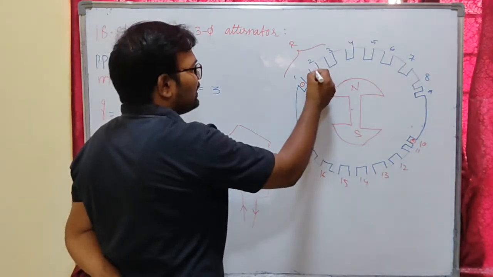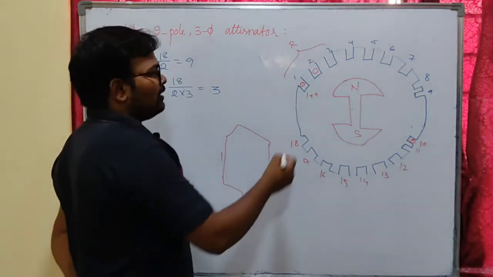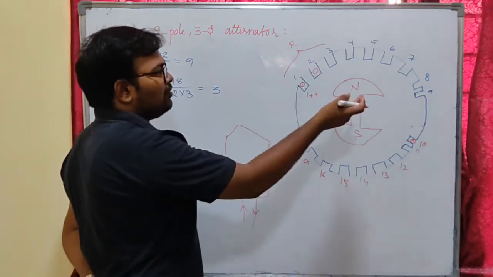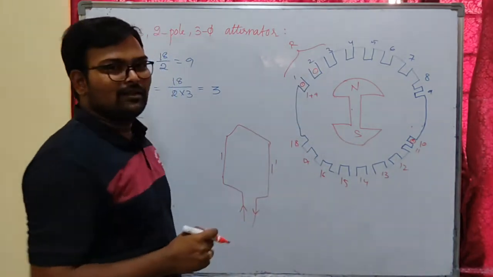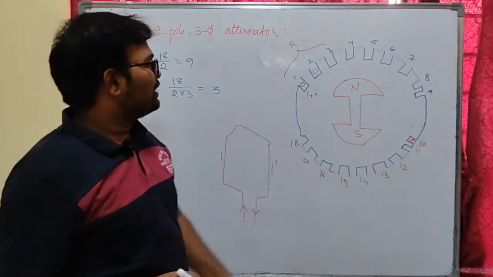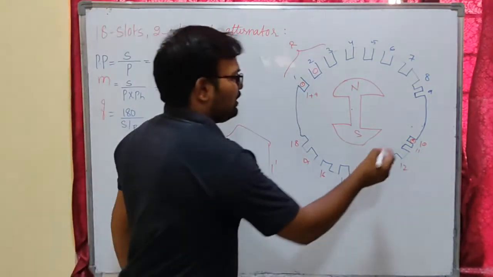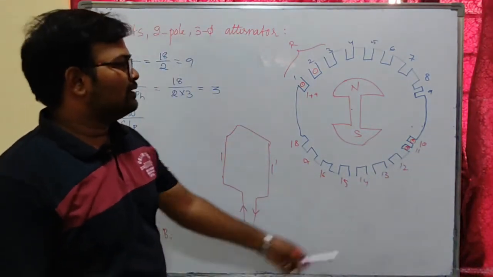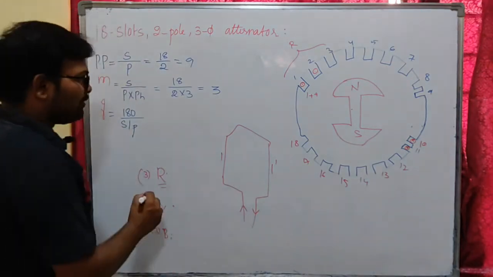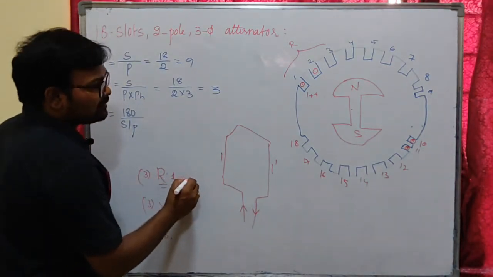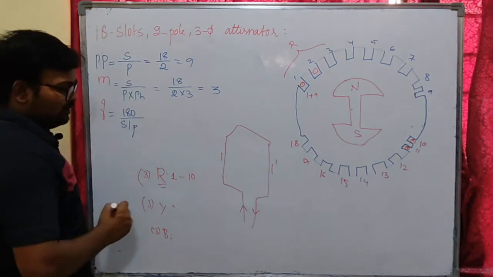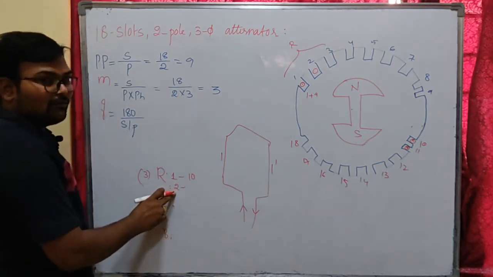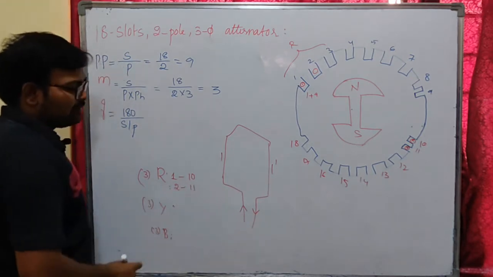If I keep the second coil of R phase in the second slot, this is my first coil side. The next coil side will be after one pole pitch distance because it is full pitch winding. One pole pitch means 2 plus 9, where 9 is the pole pitch here. 2 plus 9 will be 11. So the second coil side of the R phase will be placed after 9 slots, that is in the 11th slot. For R phase, the first coil has its first coil side in slot 1 and second coil side on the 10th slot, and the second coil has its first coil side in slot 2 and second coil side in slot 11.